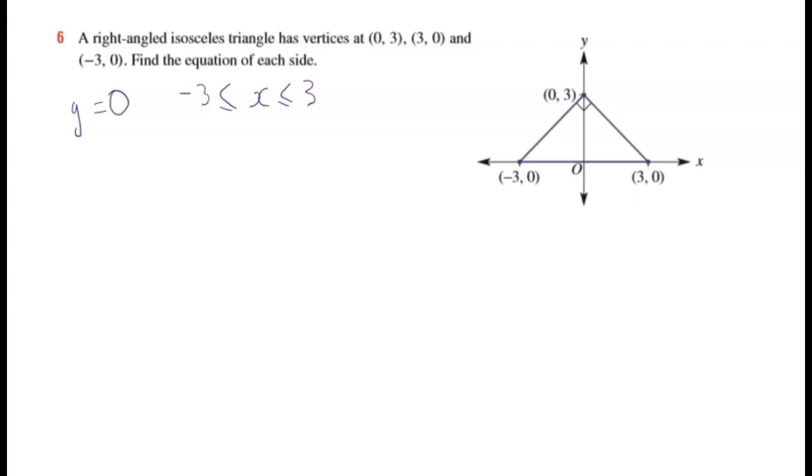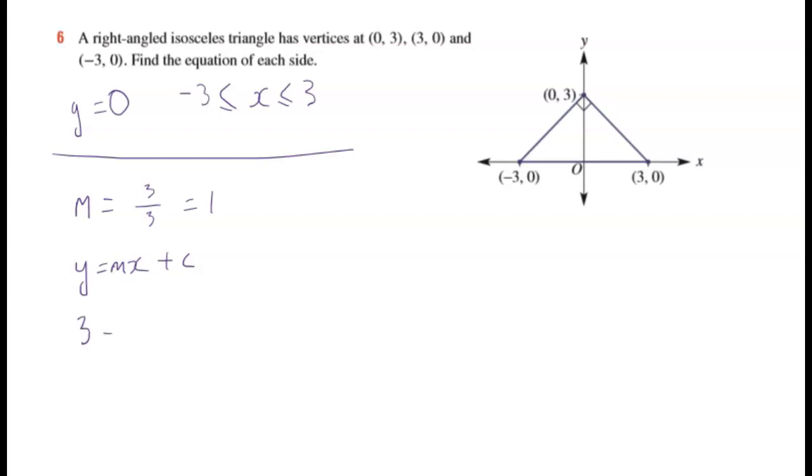All right, so that's the first line. Let's do this one here. Your gradient of that line, remember, is just rise over run. We've gone from 0 up to 3, so it's 3, and we've gone across from -3 to 0. So your gradient of that line is 1. So we're just going to substitute that into y equals mx plus c. You can put in either point. I'm going to put in (0, 3) just because I don't like negative numbers.